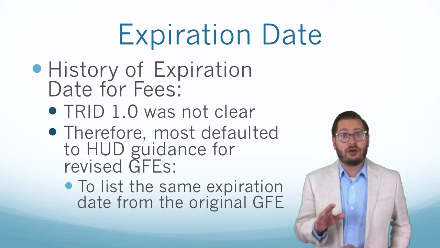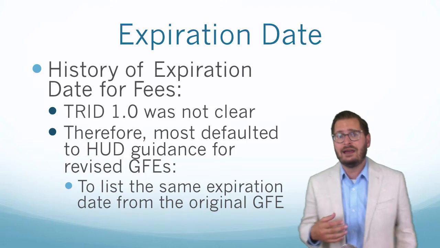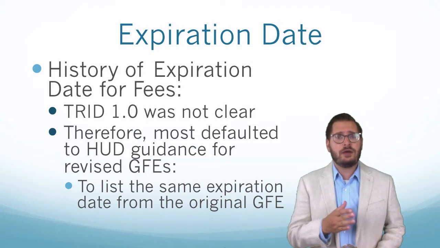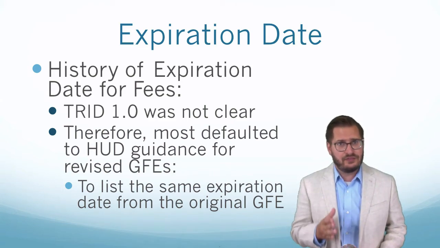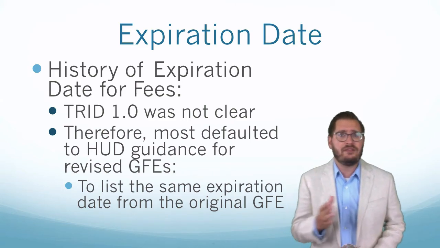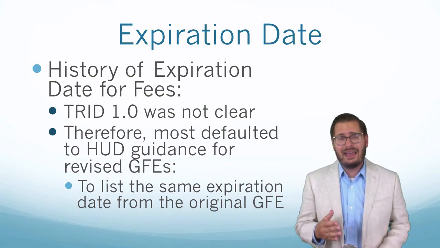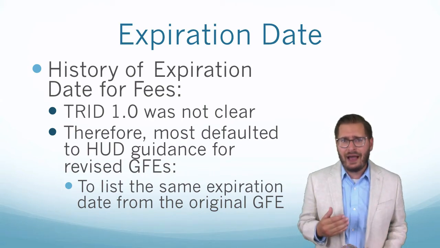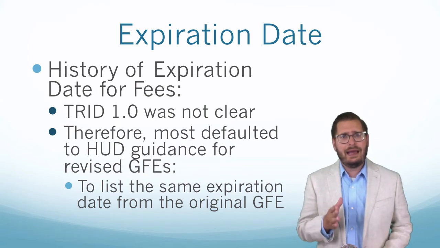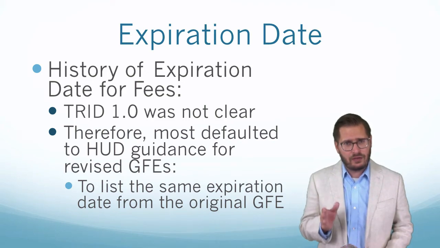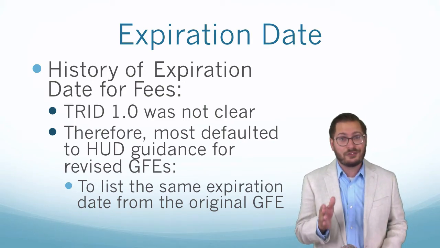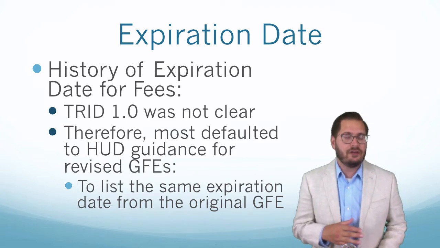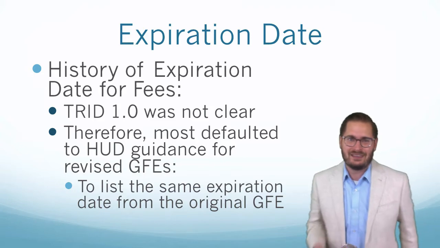The way that rule worked, for example, was if you issued a good faith estimate on January 1st and the expiration of fees was good through January 15th, they gave their intent to proceed before that, maybe on January 10th, and then come February 1st, the bank is issuing a revised loan estimate. What they would have to do is list on the revised loan estimate that's being issued on February 1st, the date of January 15th, which is a date in the past. Very confusing, and it really didn't make sense.